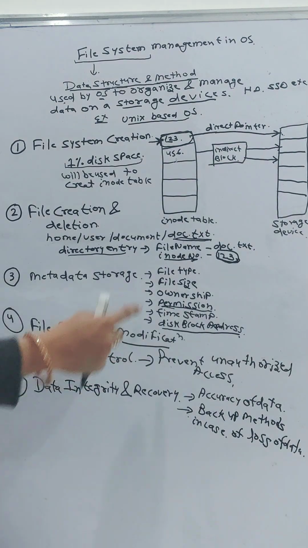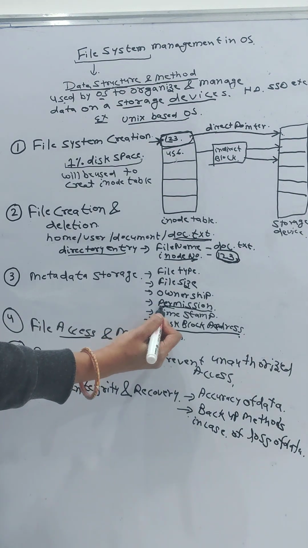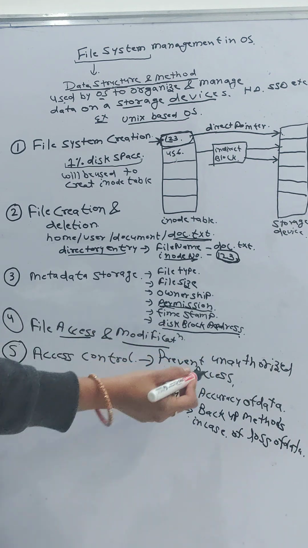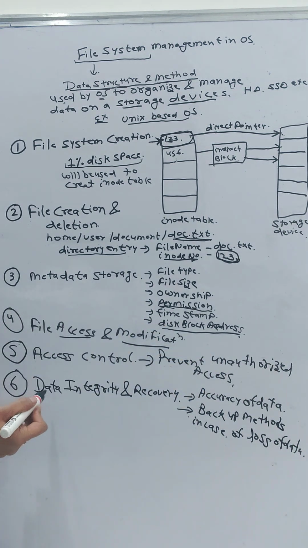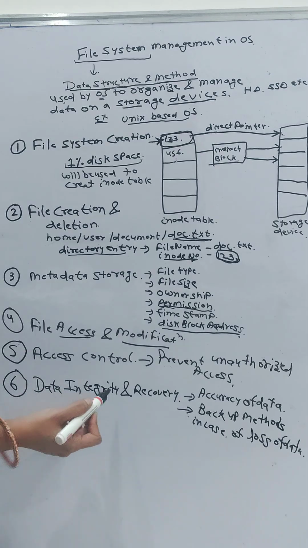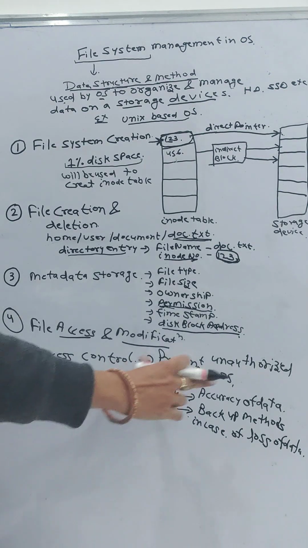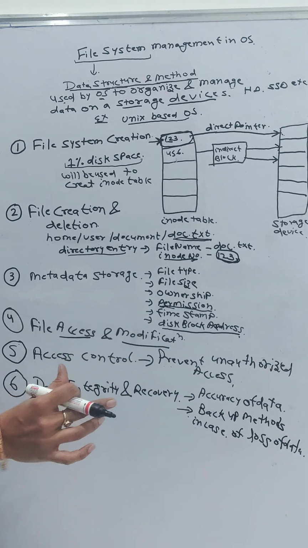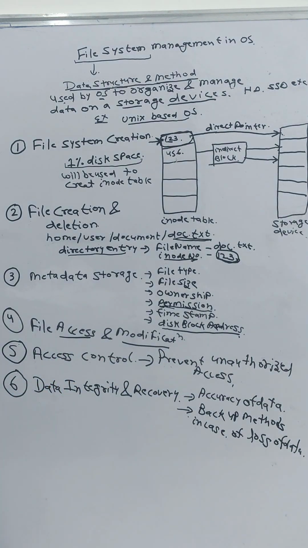Access control: based on the permission information, the operating system will prevent unauthorized access, and it will also provide mechanisms for data integrity and recovery. It will ensure accuracy of data and provide some mechanism for backup also. So this was the file system management in operating system.